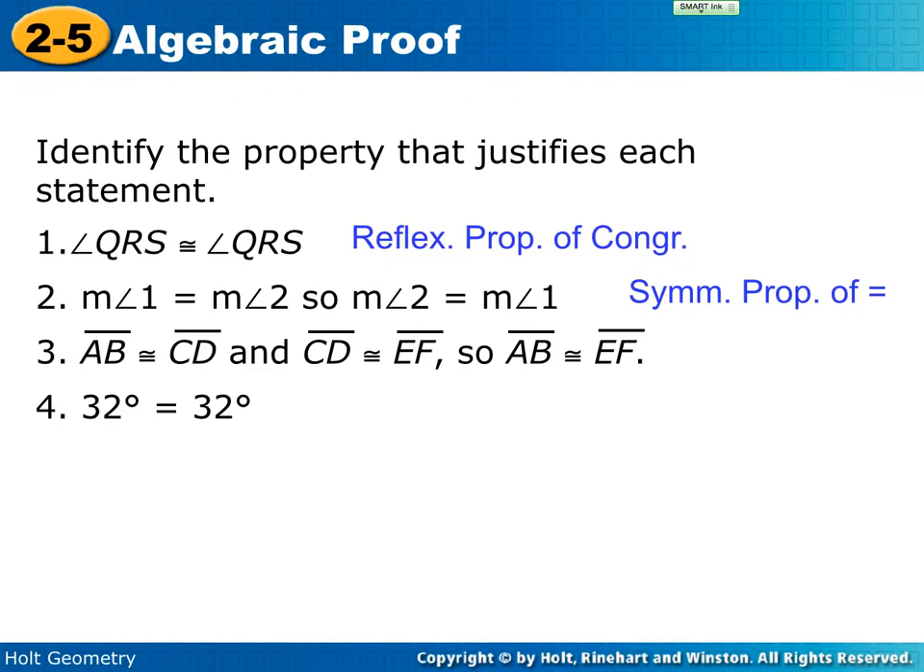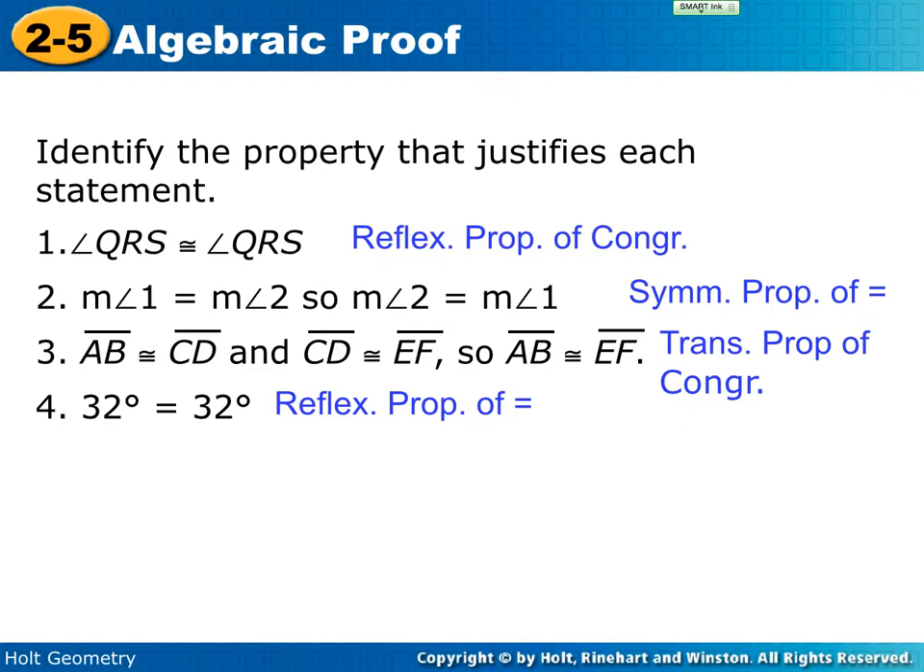How about the next one? It's a property of congruence, which one? This is the transitive property of congruence. And the last one? It's a property of equality, because it has an equal sign this time. Reflexive. So for those, you're going to be picking out which one it is.